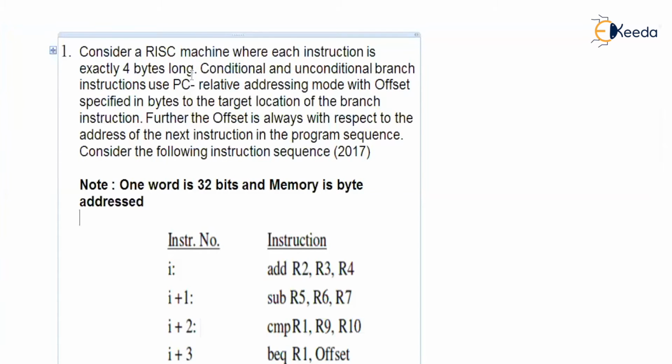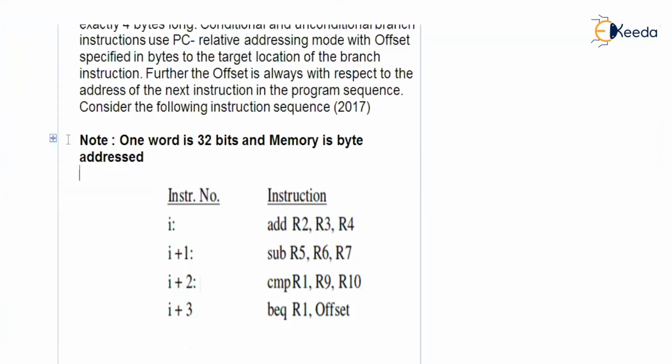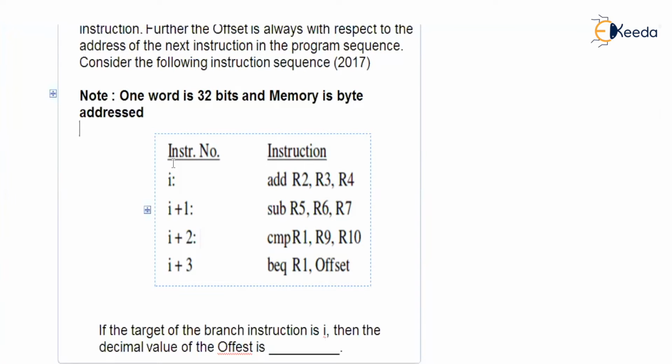Conditional and unconditional branch instructions use program counter relative addressing mode with offset specified in bytes to the target location of the branch instruction. We will see what it is in a short while. Further, the offset is always with respect to the address of the next instruction in the program sequence. Consider the following instruction sequence. Okay, there is a note. One word is 32 bits and memory is byte addressable in RISC. And again, we'll discuss in a short while.